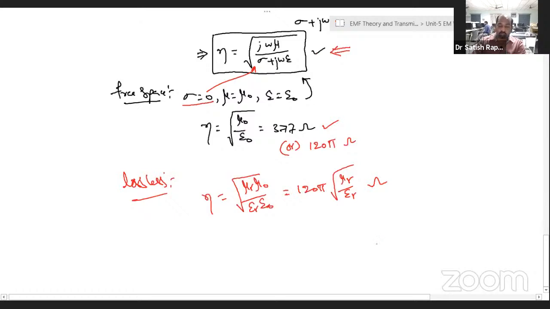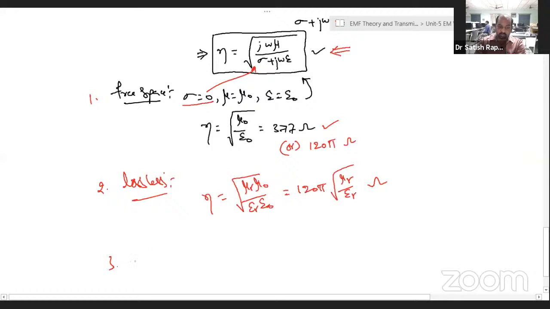So we can determine intrinsic impedance only if we know mu r and epsilon r of the media. Without knowing mu r and epsilon r values, we cannot determine intrinsic impedance.